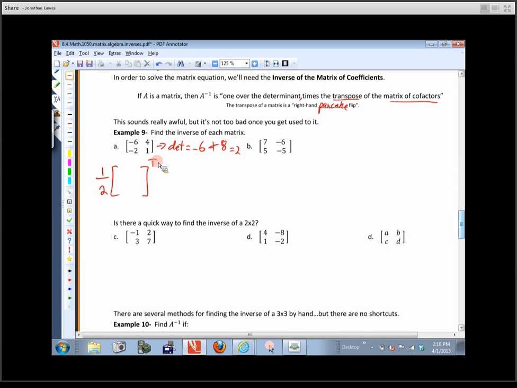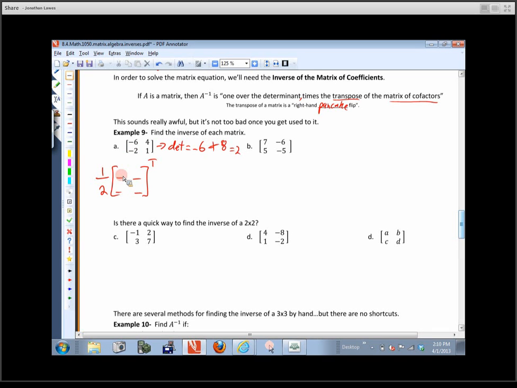Okay, now I'm going to put a little t up there to remind us I need to find the transpose of this. But I'm going to write down the cofactor for each one of these. So I need a cofactor for every one here. Okay, remember, a cofactor is the sign associated with the position times the little determinant that's left if we cross out the row and the column.